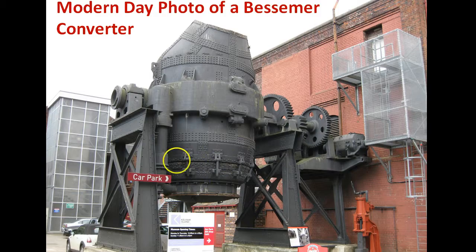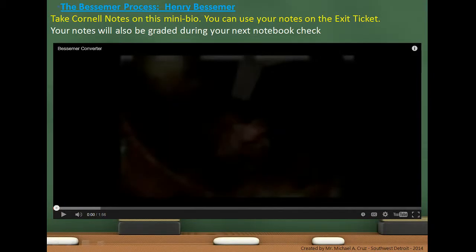Before we start this video on the Bessemer process, I want you to understand what you're doing while the video is playing. We're not just sitting here being passive listeners. You're going to take Cornell notes on this video, and you get to use these notes on the exit ticket today. The last 6 minutes of class, we're having an exit ticket. It'll be really easy if you take good notes. You're also going to get another grade for the same notes. When I grade your notebook, I'll be looking for these notes. So there's 2 different ways these notes are going to help you, and not to mention the exam on the Industrial Revolution. So that's at least 3 different grades on these notes.